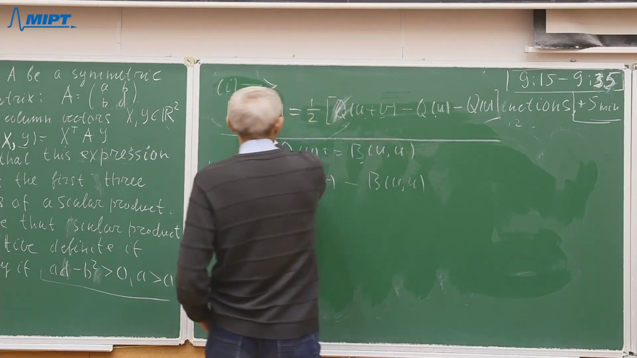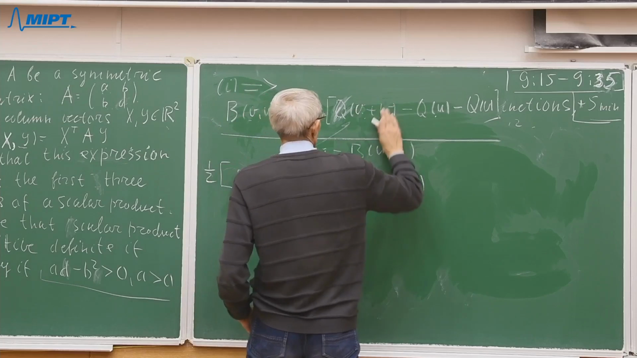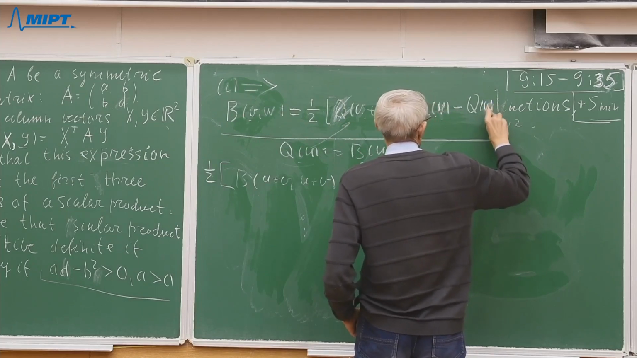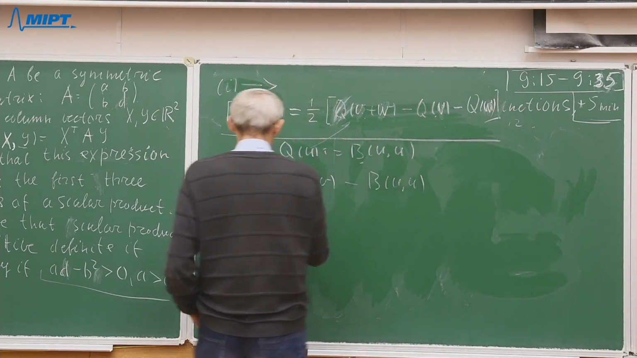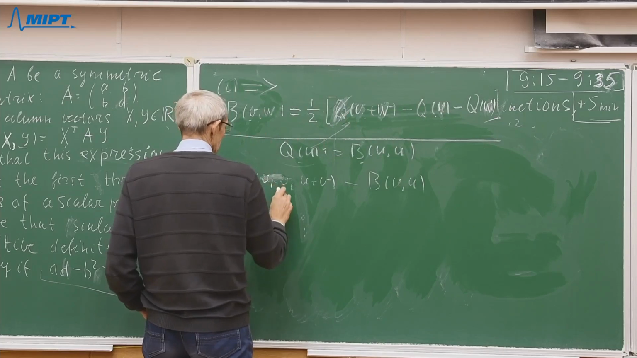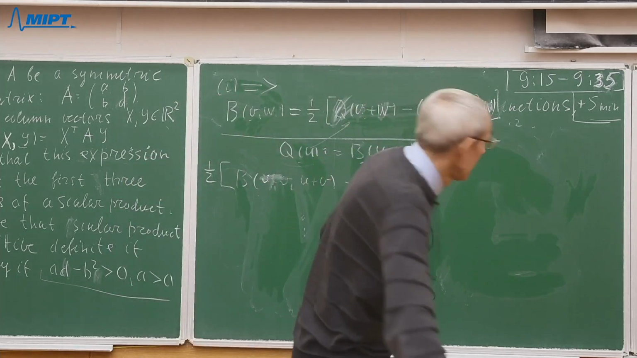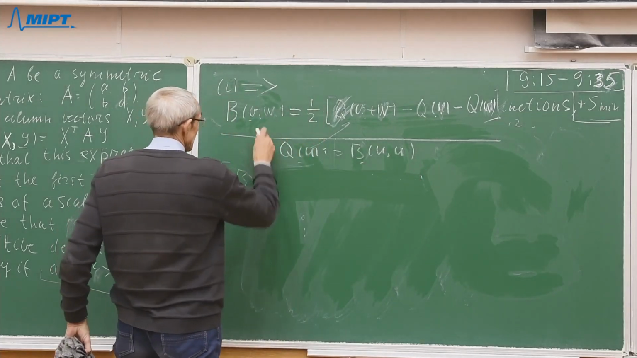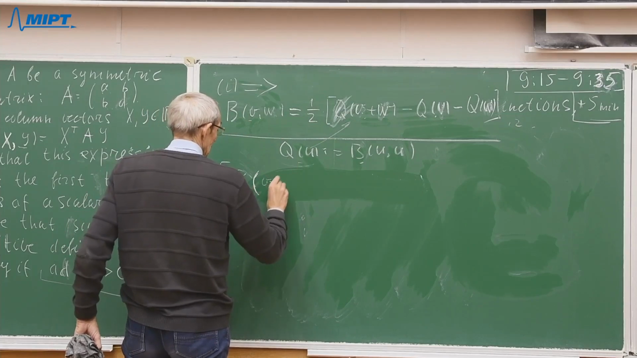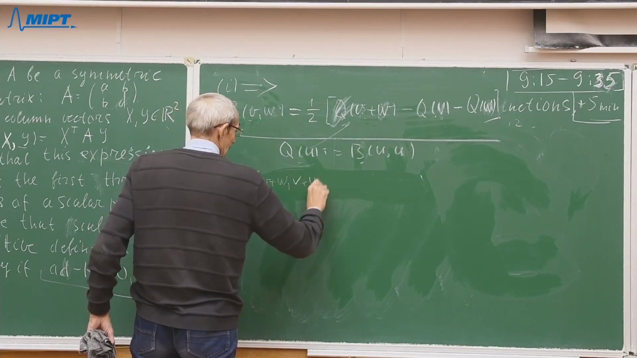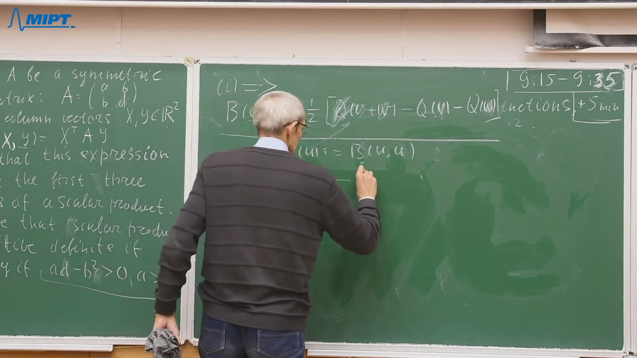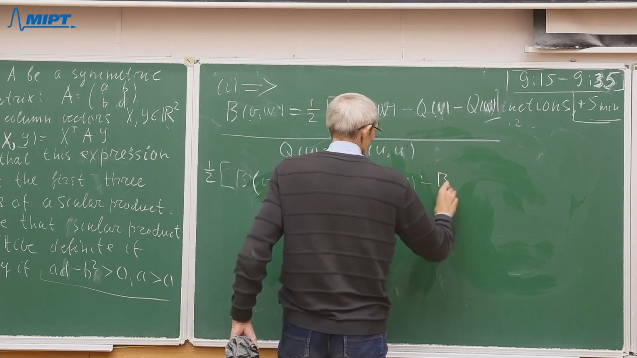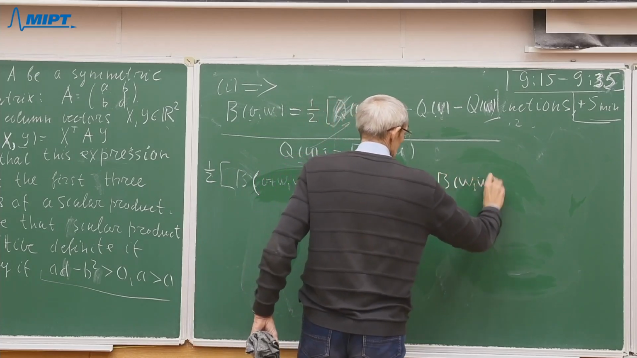Oh, I'm sorry, V plus W. My mistake. B(V plus W, V plus W) minus B(V, V) minus B(W, W).